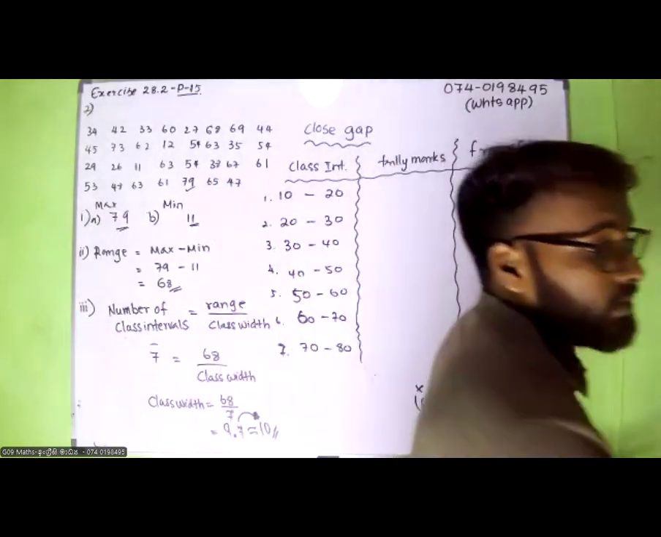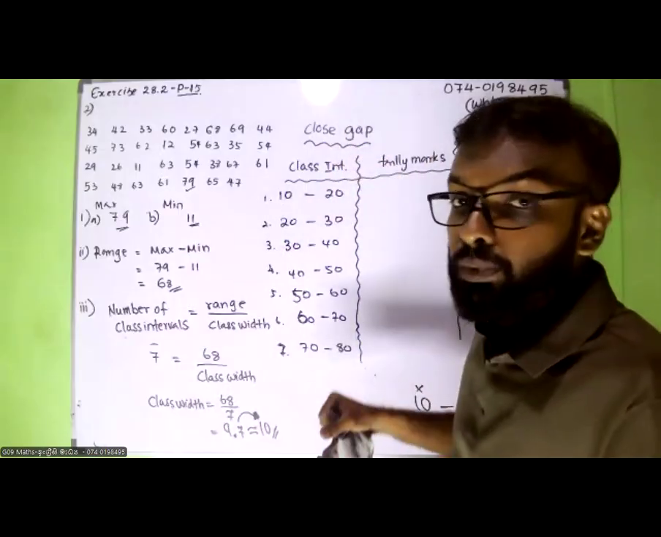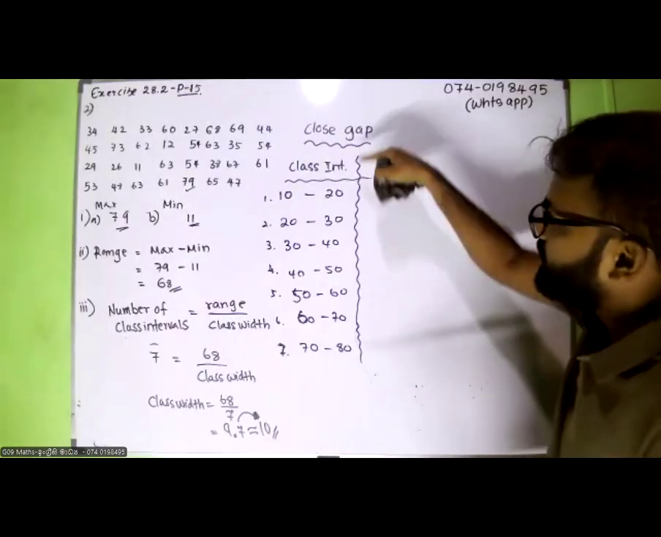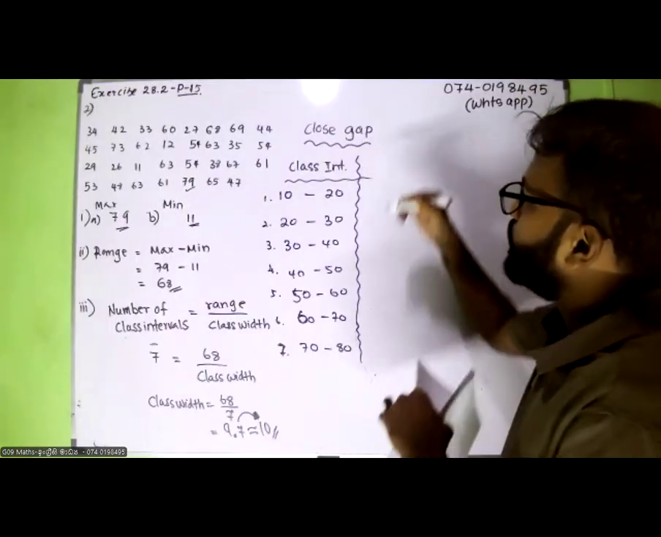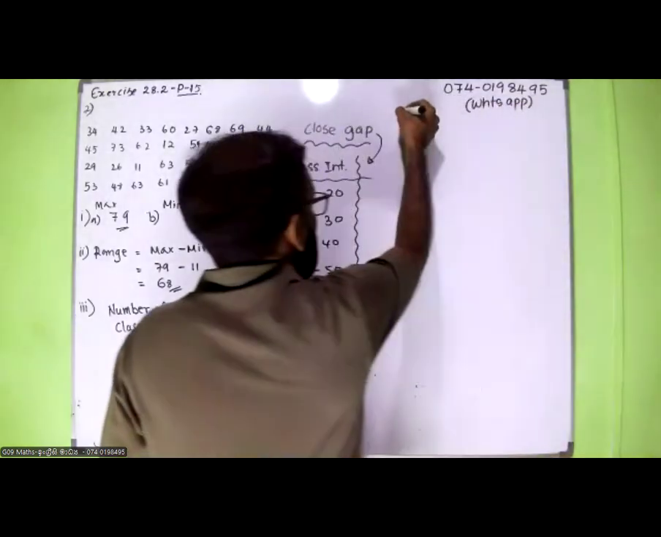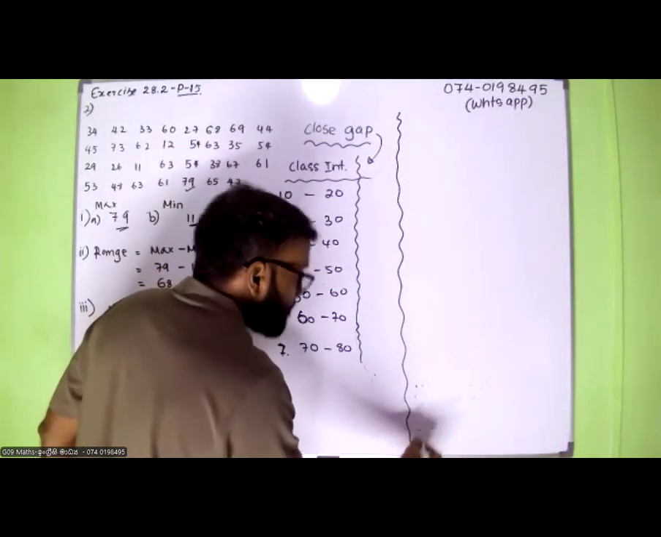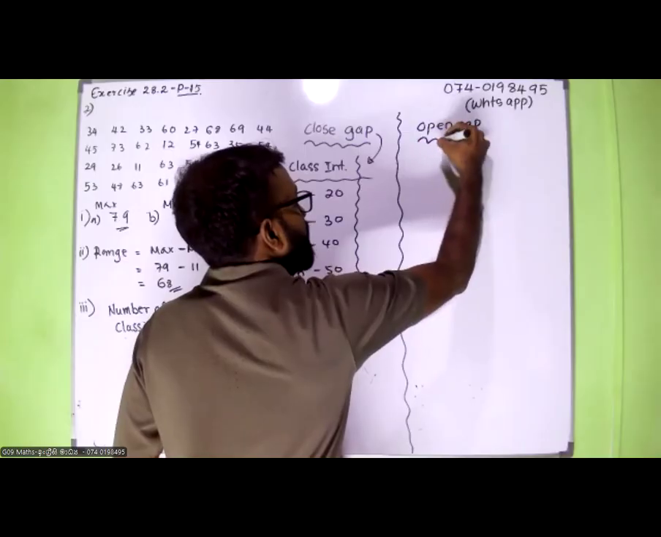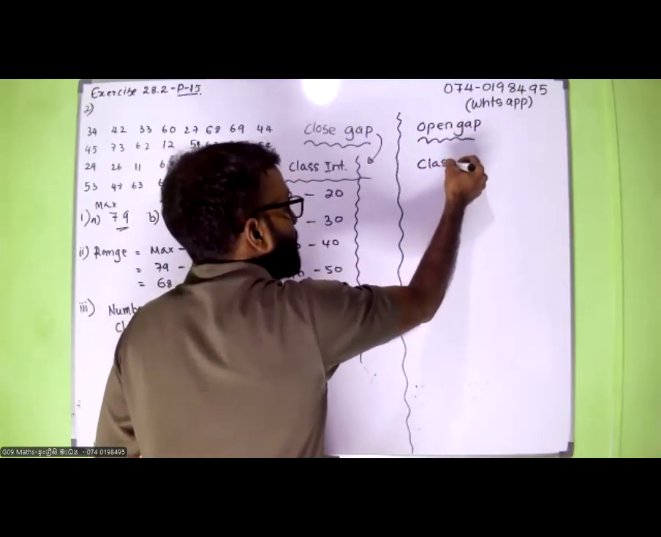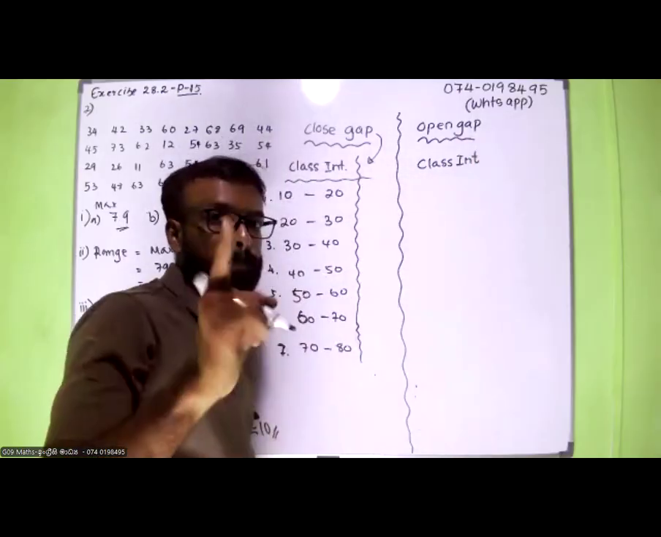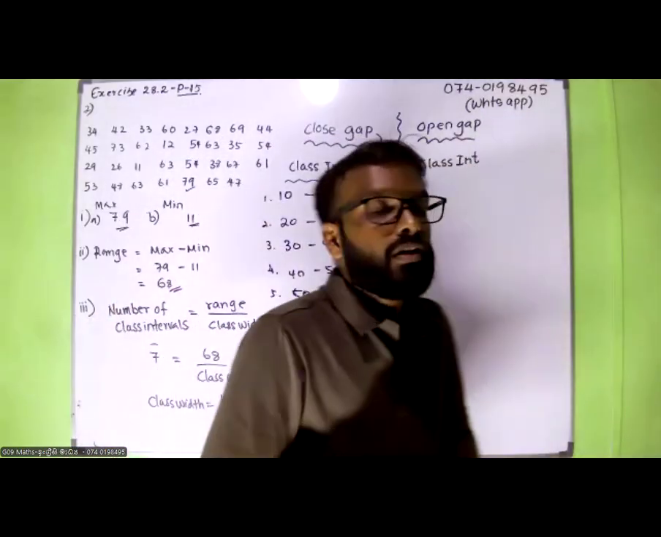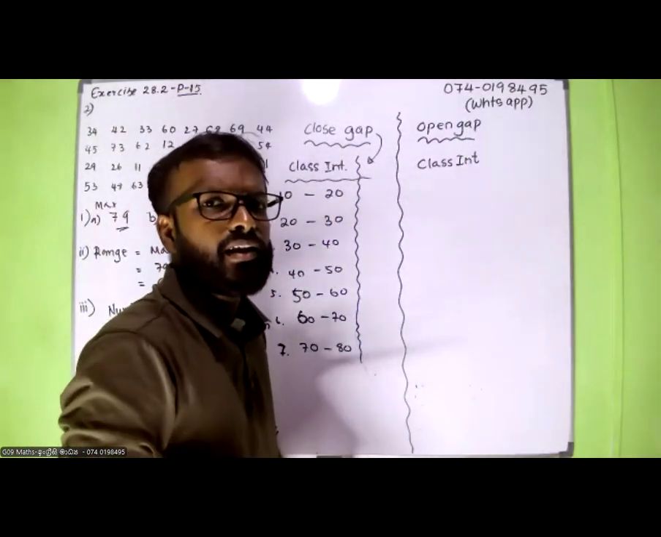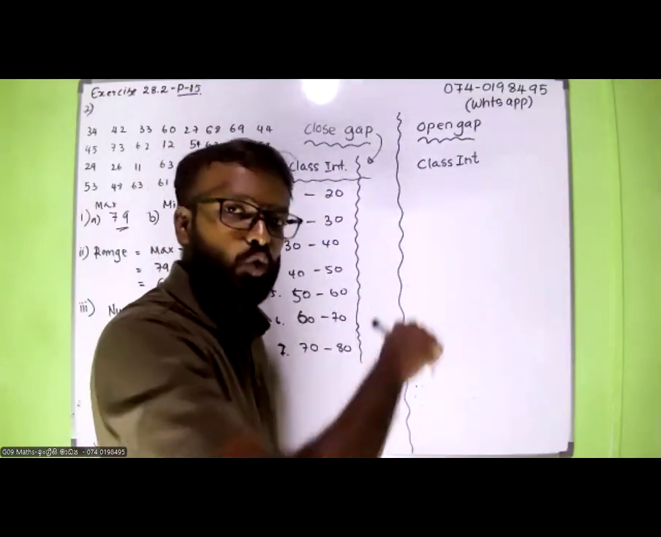Now this is a close gap, right? I will clear this part. These are close gap intervals. But if you have open gap, can anyone tell me what is the starting point of the class interval? 11. Exactly. If you have open gap, you can start it from 11, because 11 is included.